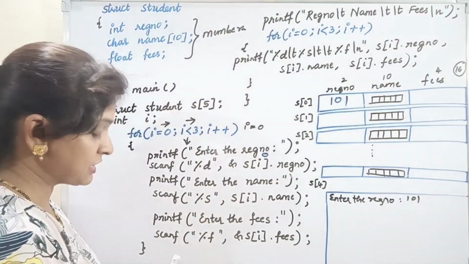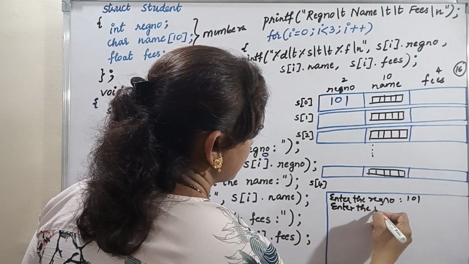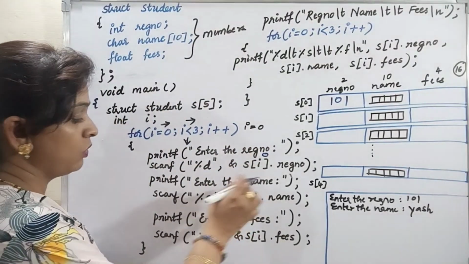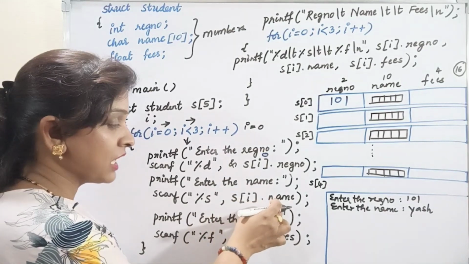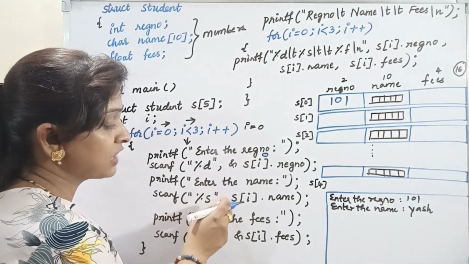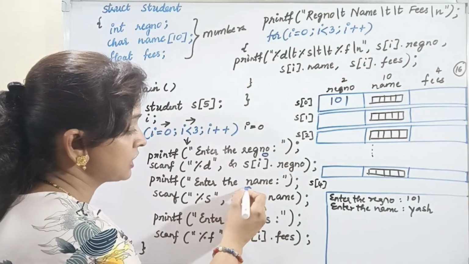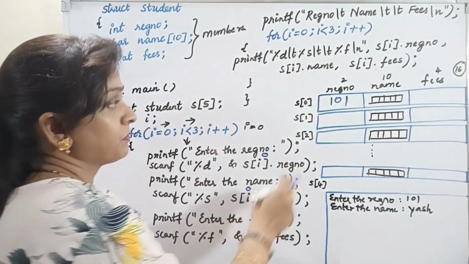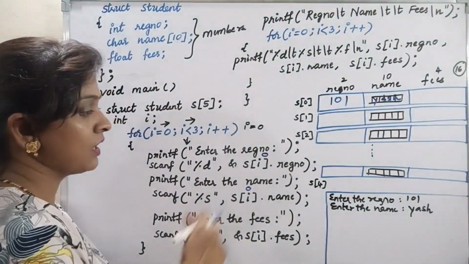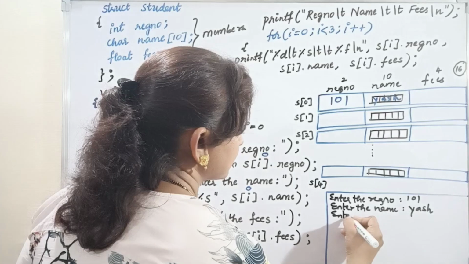Then the next message I'll get, enter the name. So let me give the name as Yash. So this value will go to S of I dot name. I means it is 0. It is percentage s. And when I say percentage s, I need not have the ampersand because the array name itself will give you the base address. So it is S of 0 dot name. So S of 0 dot name, this particular value will be stored. Next, enter the fees. The next message is enter the fees.